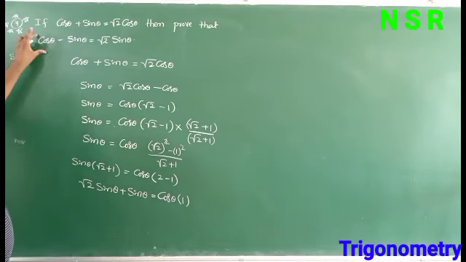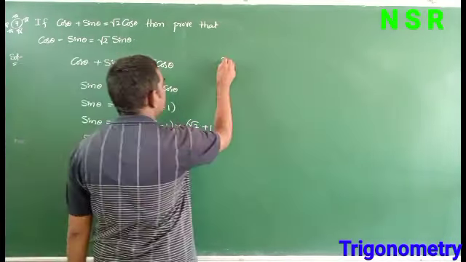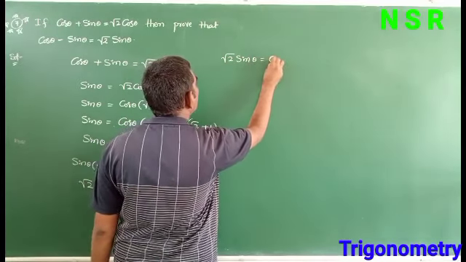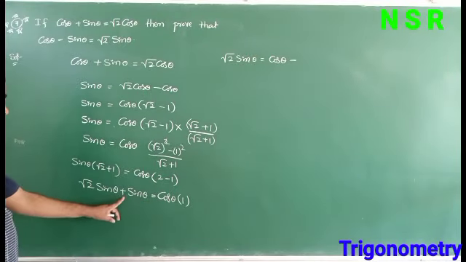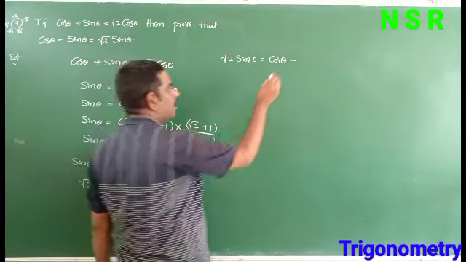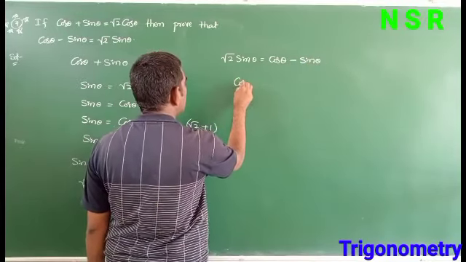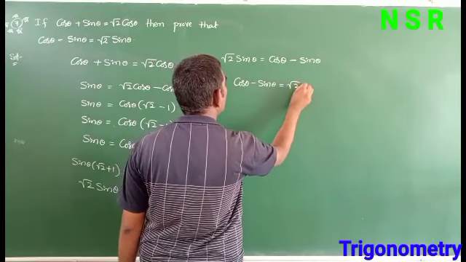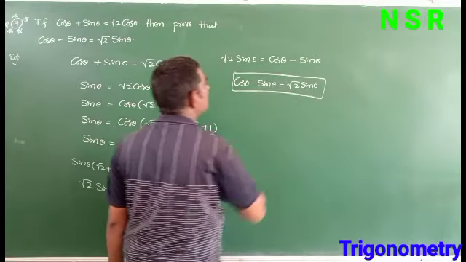So we have to prove cos minus sin equal to root 2 sin theta. Now this sin theta move that side, we get root 2 sin theta is equal to cos theta into 1, cos theta. This plus sin theta move this side, it becomes minus sin theta. Now we get cos theta minus sin theta is equal to root 2 sin theta. So this is the easy way.